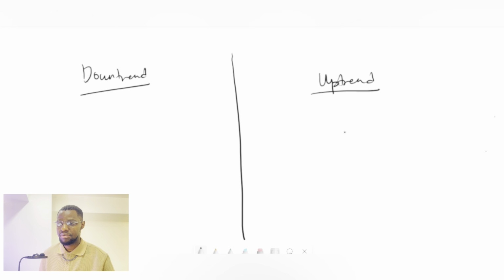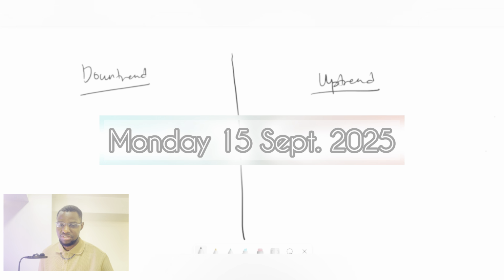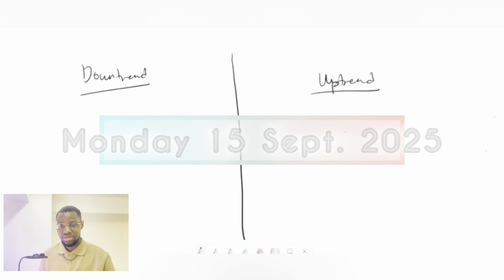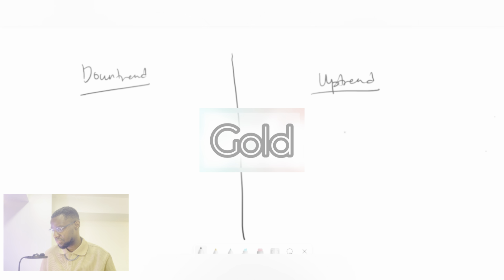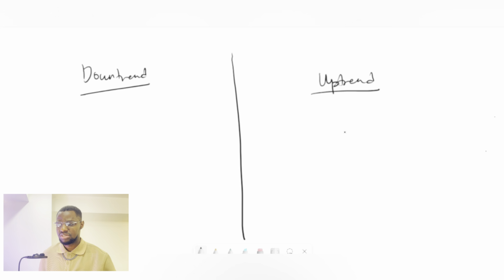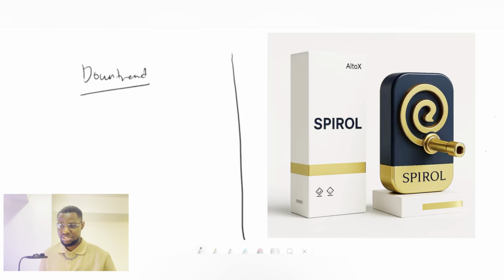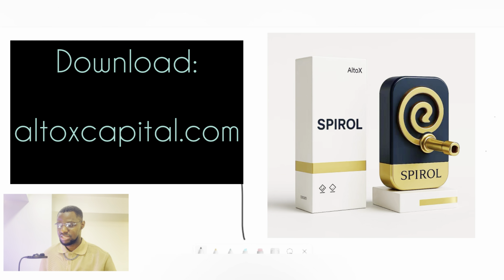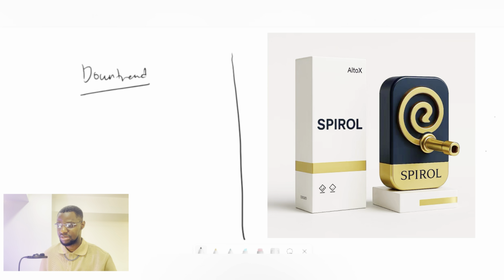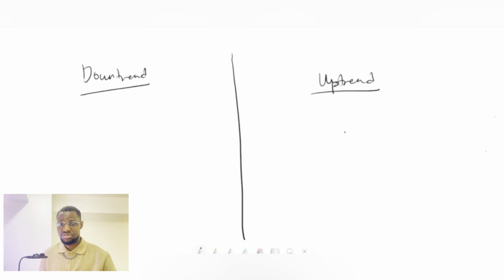Yesterday was Monday, the 15th of September 2025, and we were looking at gold. I want to talk a little bit about the tool that we're using here at AltoX Capital, which is the spiral indicator. It seems that some of our traders still aren't getting it right, so I'll explain it until you can absolutely get it and get yourself some good points off of the market.